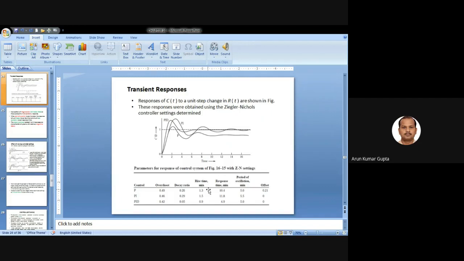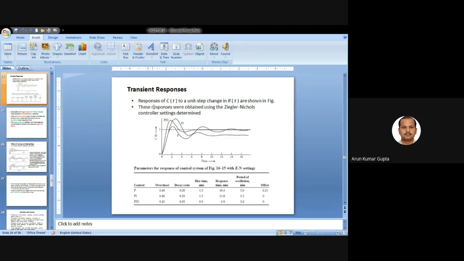Okay, now we have some transient response. Transient response means how the PI, PID changes with time, how the responses change with time. So you can say we are now summarizing the overall results. If you take one set of parameters, what is the effect on the performance of the controller?